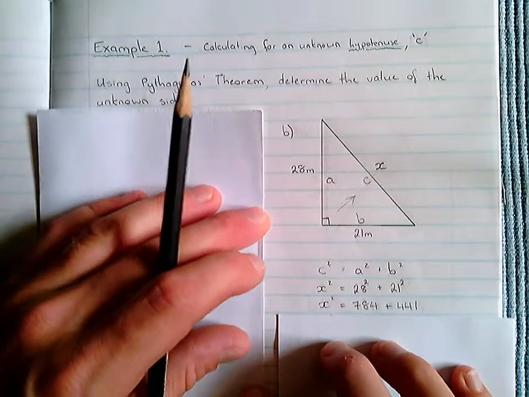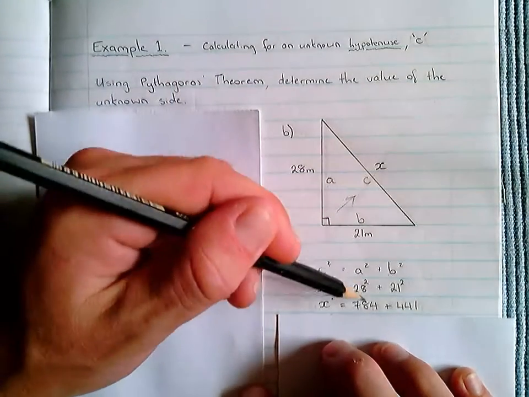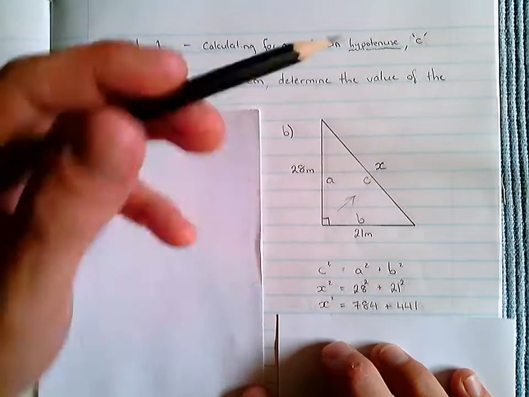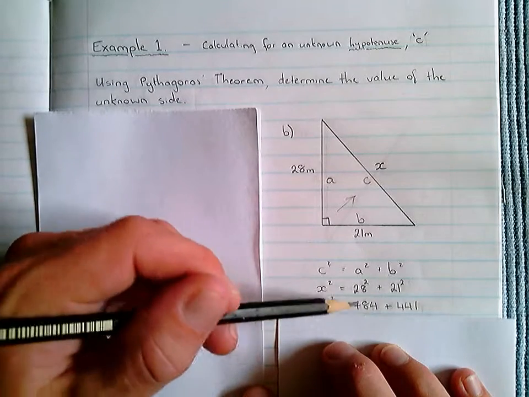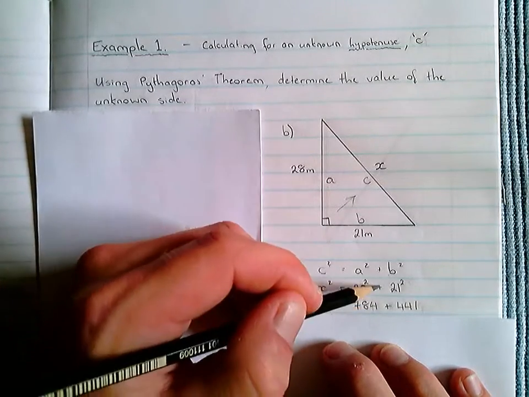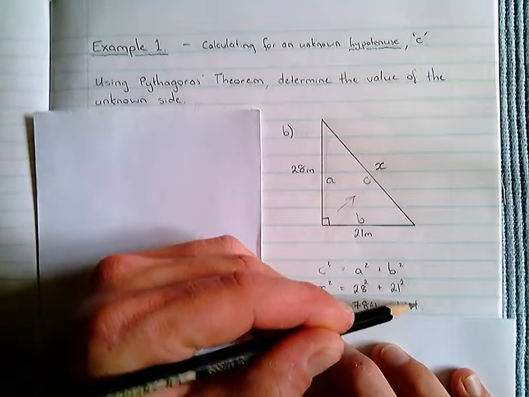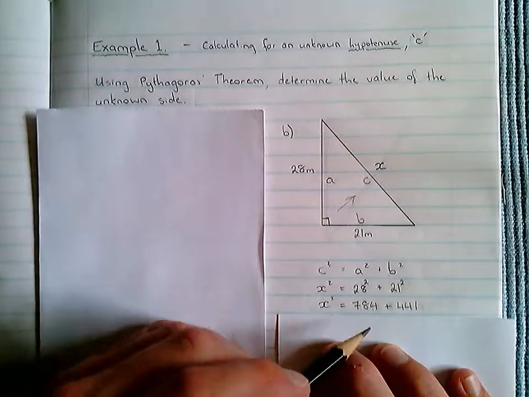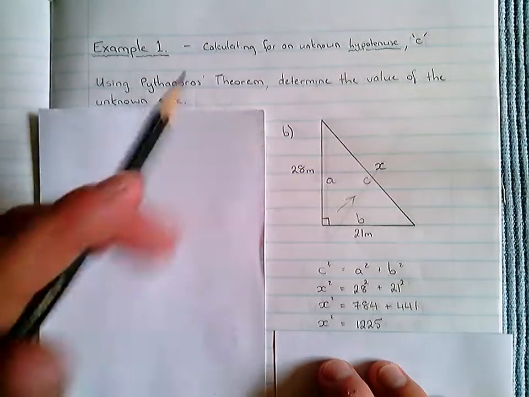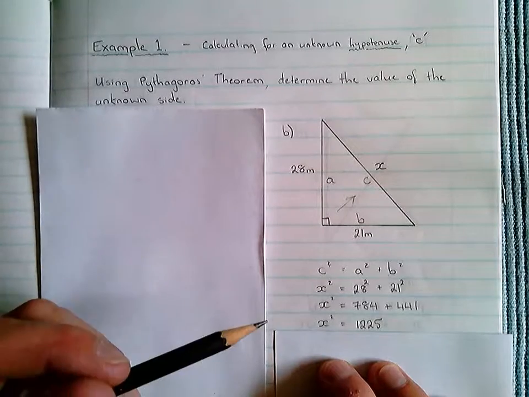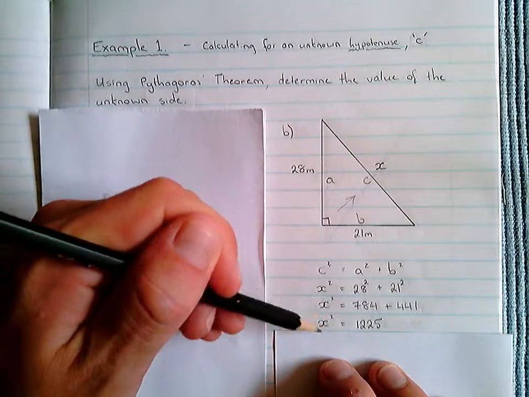The fourth step is part of the simplification and solving of the problem. We're simply simplifying these values here in this step. 28 squared means 28 times 28, which in a calculator is 784, plus 21 squared. In a calculator, 21 times 21 is 441. The sum of these two values is equal to 1,225. Once again, this is the value for x squared, not x.